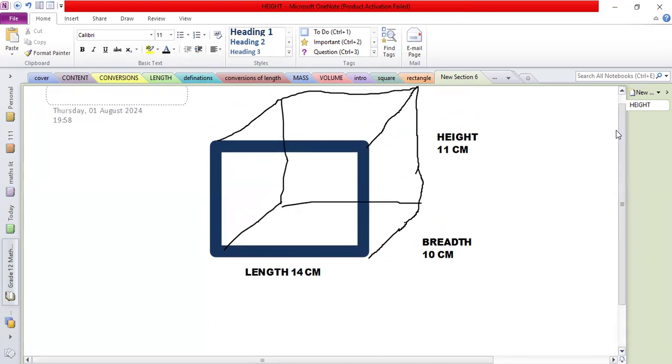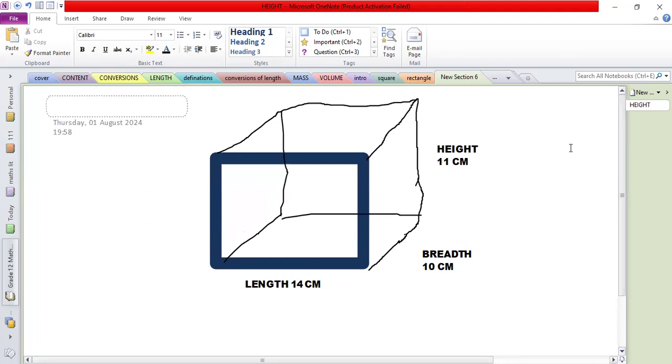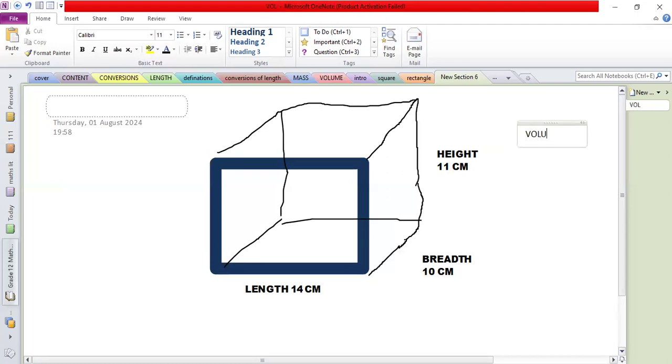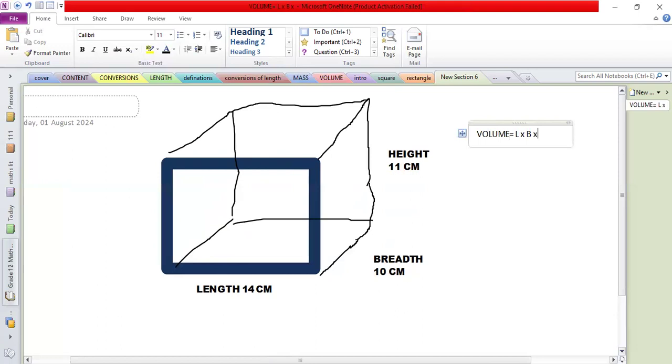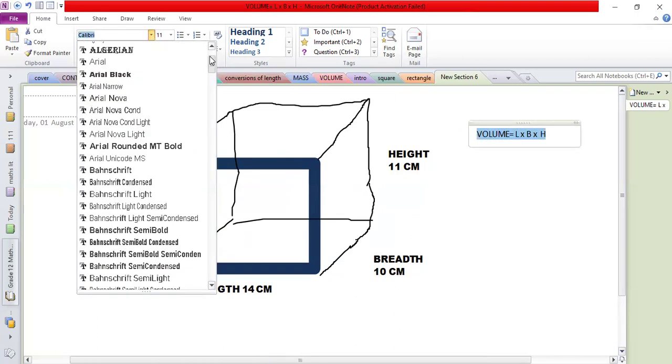Length is equal to 14 centimeter. Height is equal to 11 centimeter. When you calculate the volume, class, scroll to the right. You are allowed to scroll to the right. Well, volume, you must know that volume is equal to length times breadth times height. That's how we calculate volume. Volume is equal to length multiplied by breadth multiplied by height.